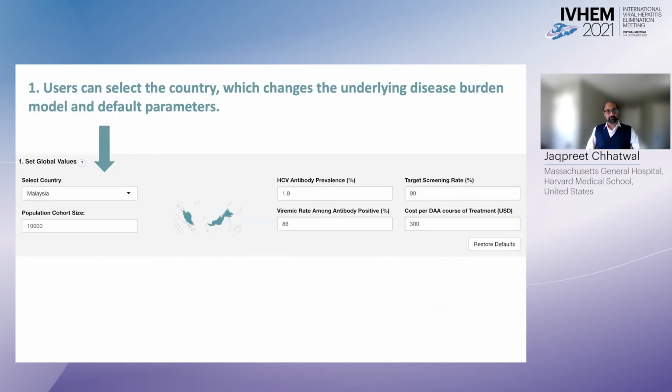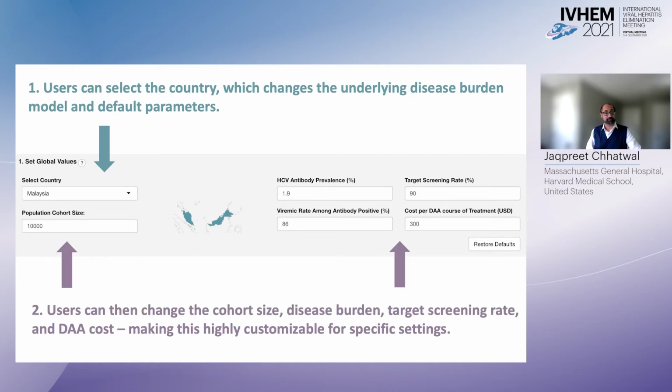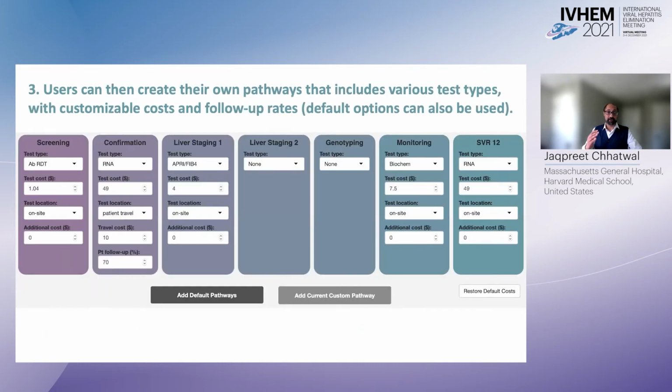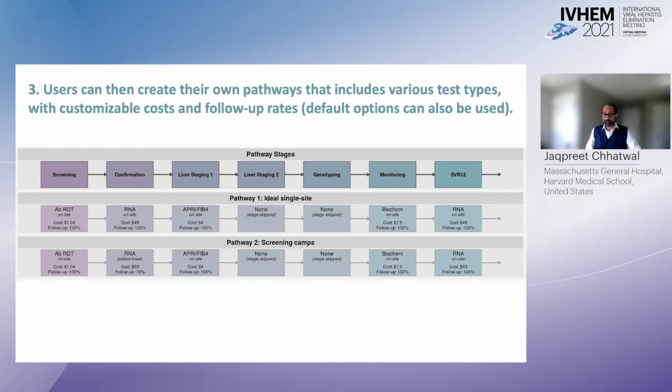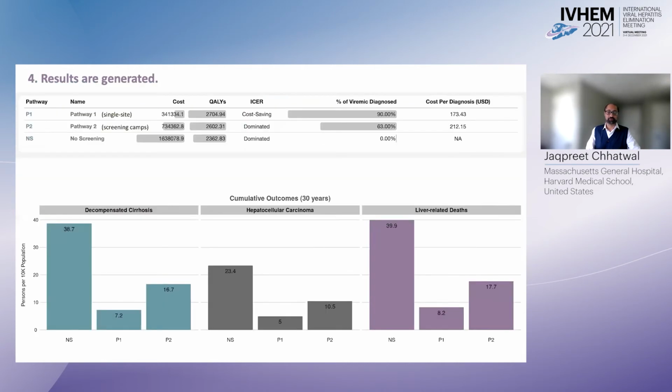This is an interactive tool where users can go online and select a country and change specific settings or inputs like the cost of treatments or patient population, and allow users to create their own diagnostic pathways, starting from the first stage of screening, confirmation, how the liver staging happens, and all the way to how the treatment response is measured. Giving an example, users can create their own pathways, like the ideal single site testing pathway or screening camps and different settings, and then the tool can tell which is the most cost-effective strategy.